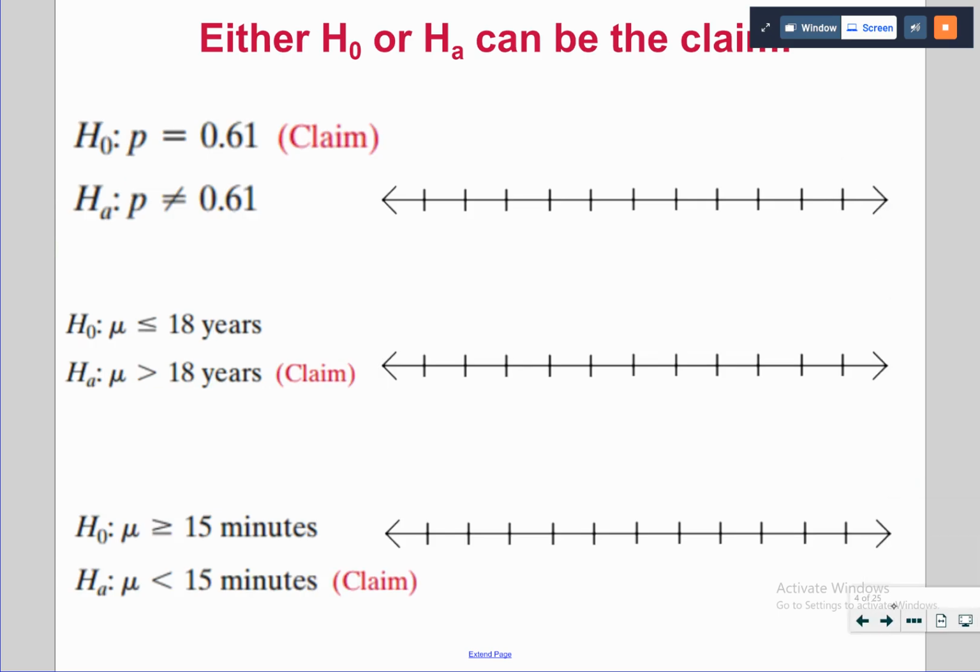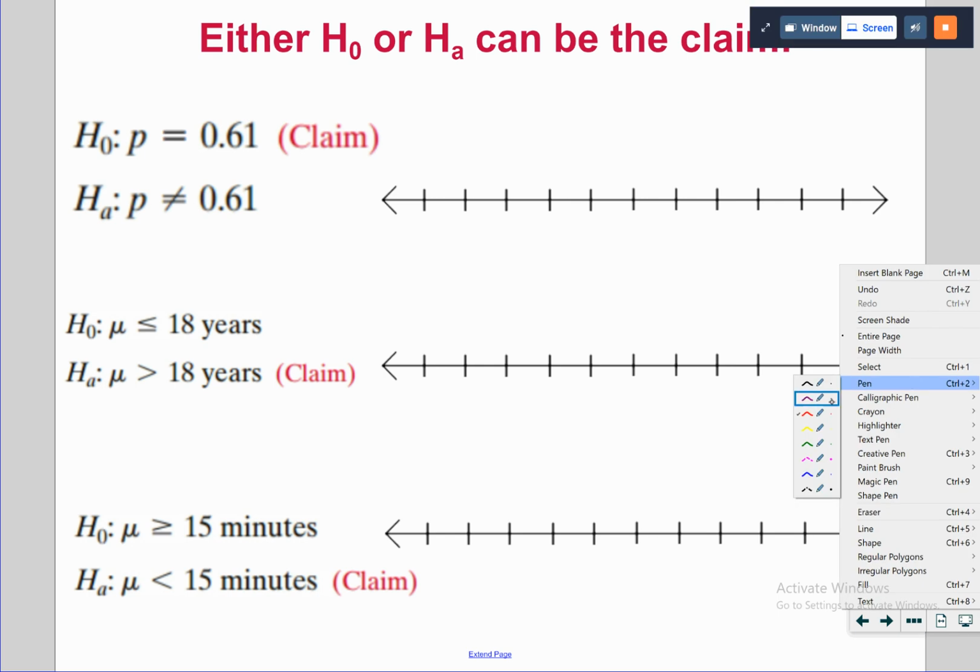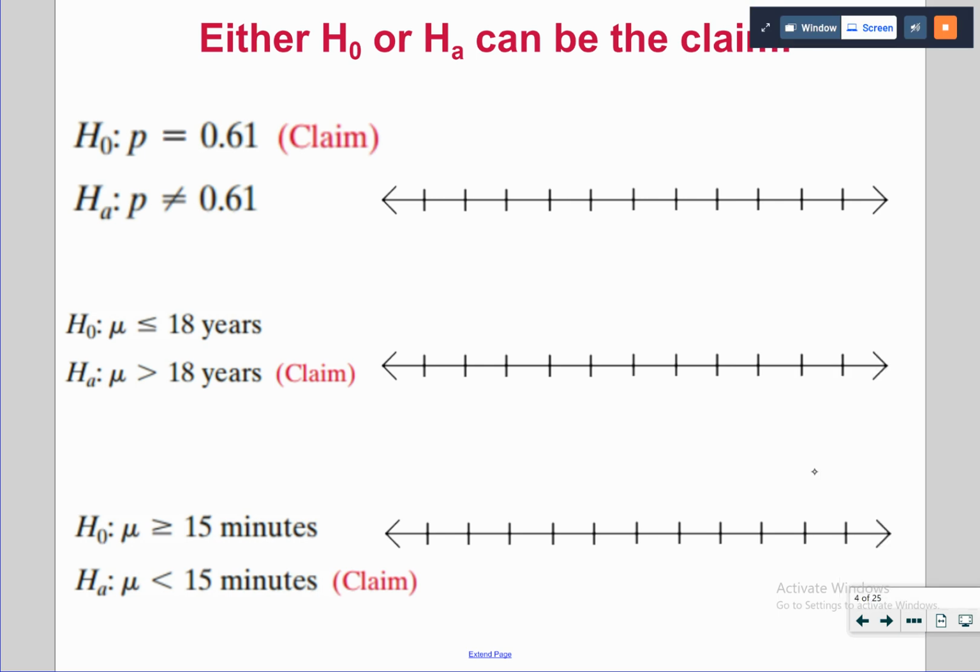Like I mentioned, either of those could be the claim, but what's going to remain the same throughout is that they will always be complements of each other. On these little number lines, I'm going to show you how we know that these sets are complements of each other. These are our three scenarios that we're going to see when we write our hypotheses. I'm actually going to start at the bottom and work my way up.